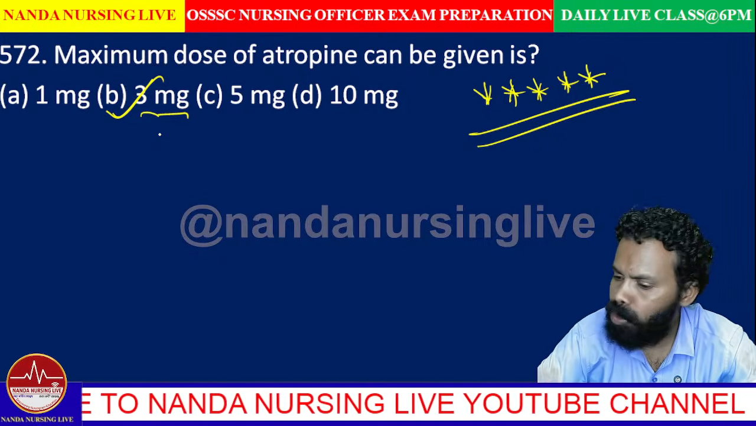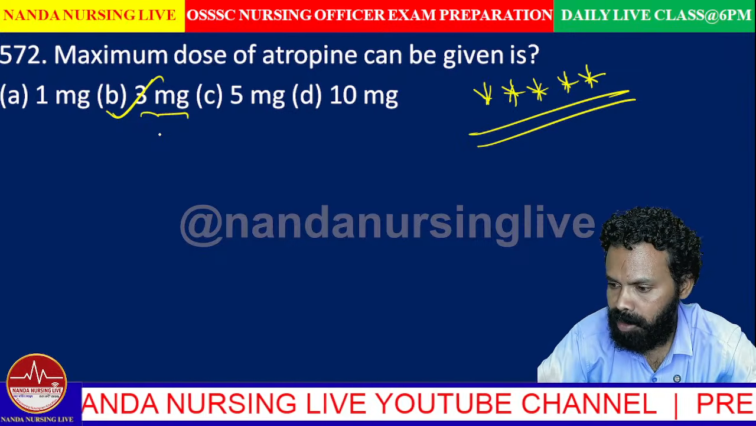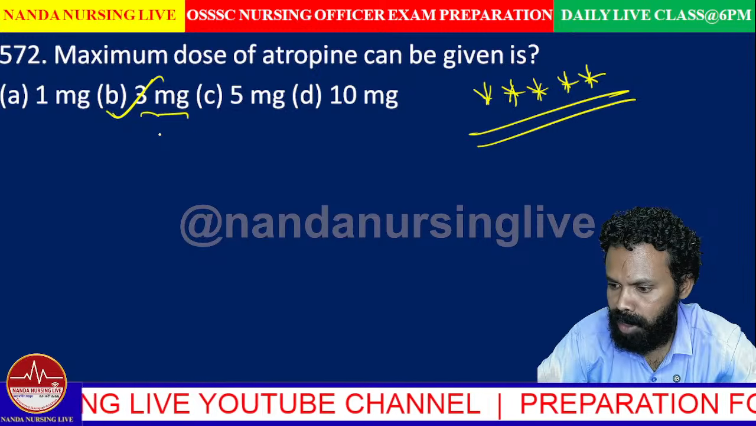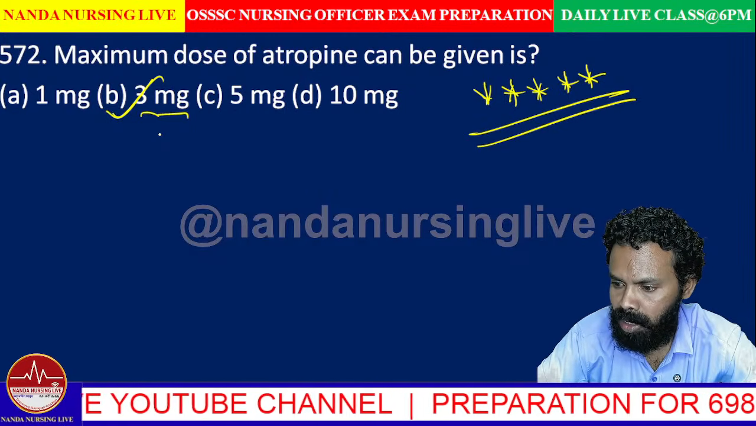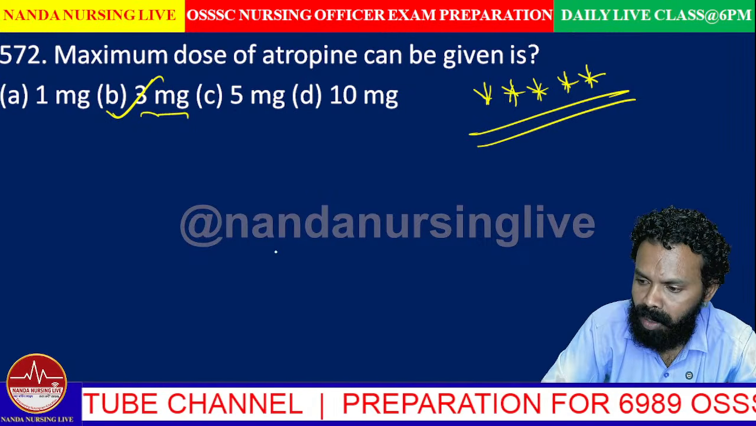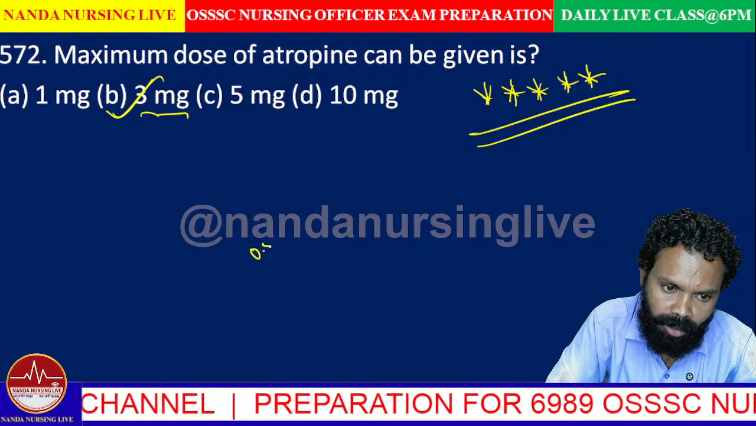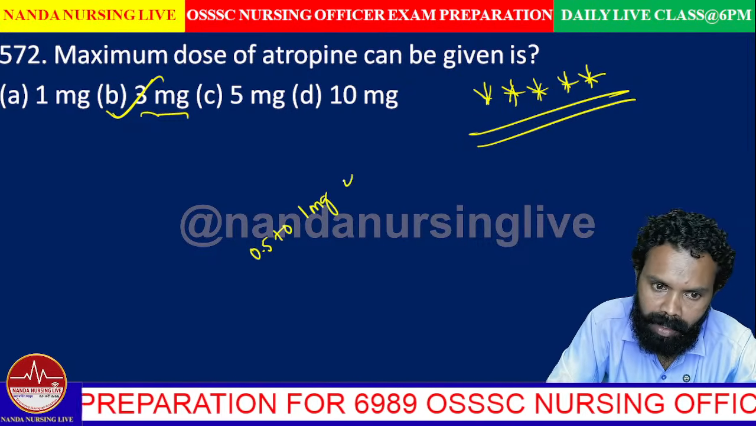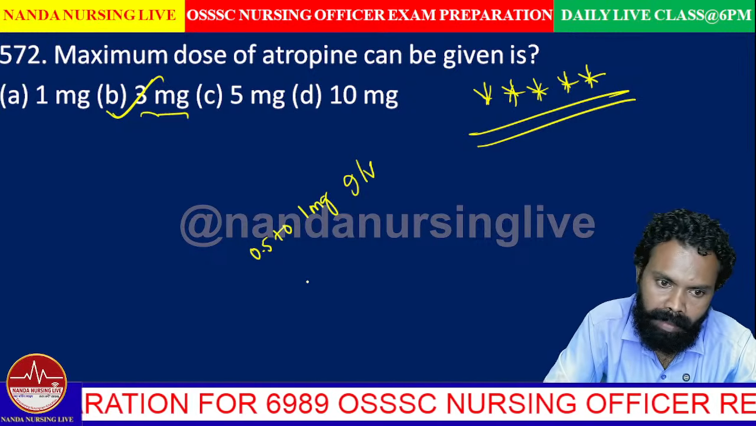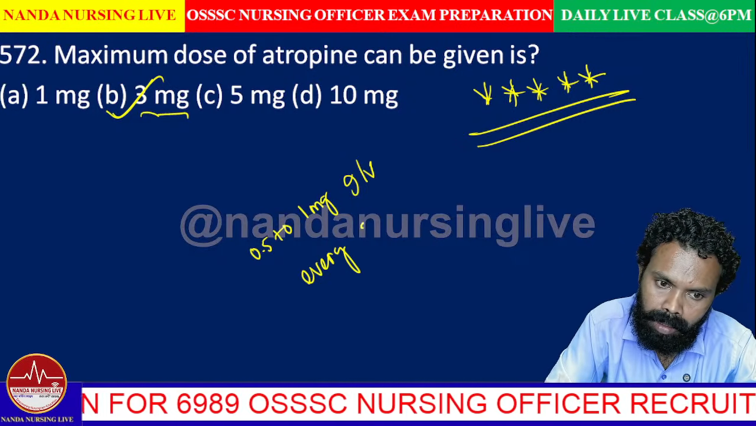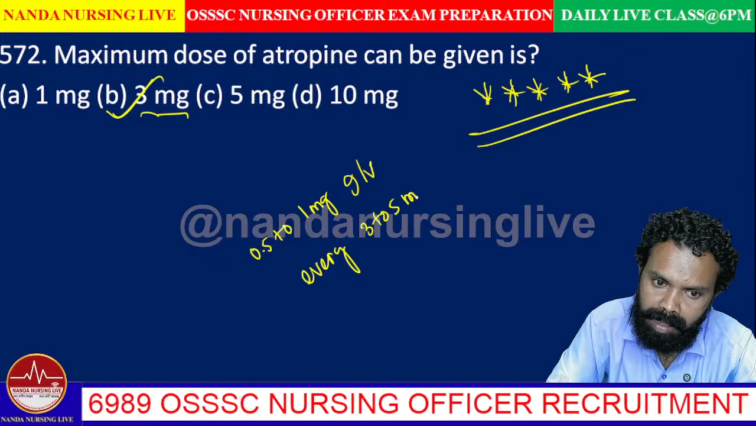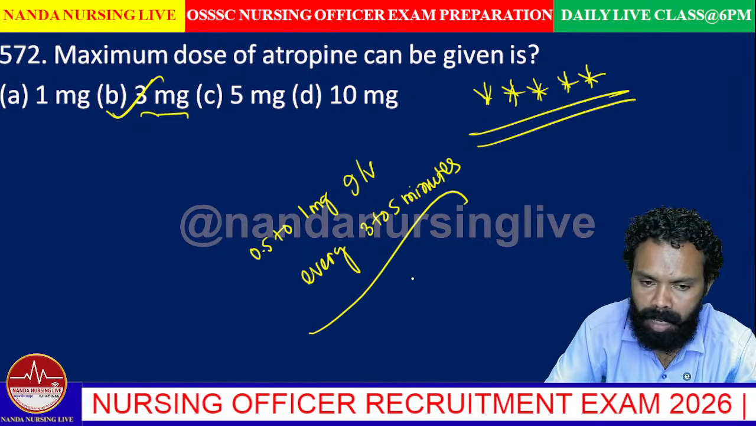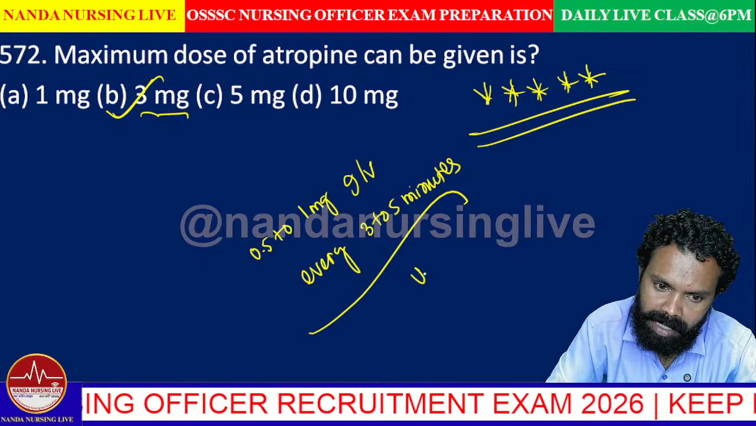So the maximum total dose of the drug is 3 milligram. As per the standard protocol, the dose is 0.5 to 1 milligram intravenously every 3 to 5 minutes, right? So up to maximum, how much can be given?